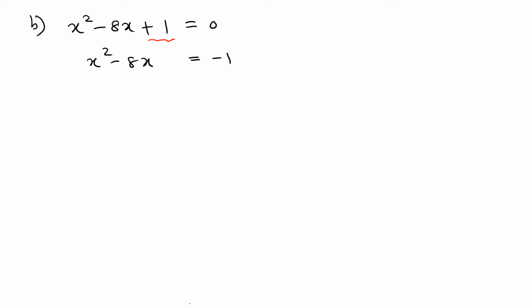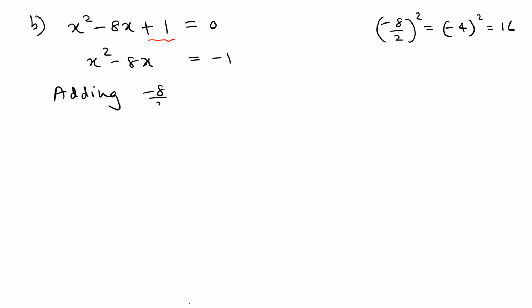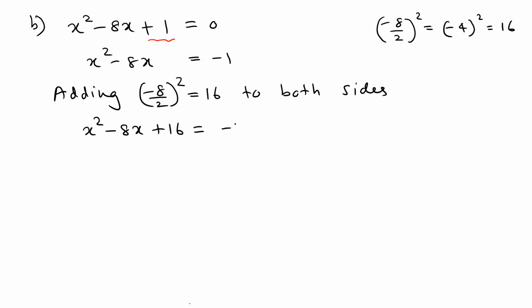Now we're going to find the special term, and you can see the special term is negative 8 divided by 2, squared. That's the special term. Which is negative 4 squared, and you can see which is 16. So 16 is a special number that we can have. So adding negative 8 over 2 squared, 16, to both sides. We're going to have x squared minus 8x plus 16, and do the same thing on the other side as well. So 16 to both sides.